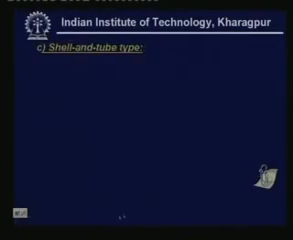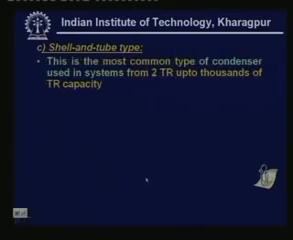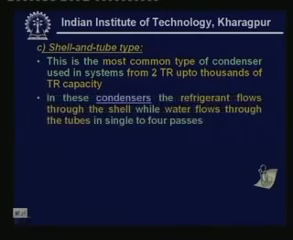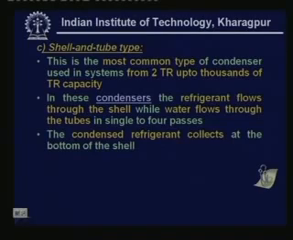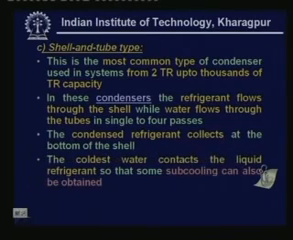Now let us look at the third type, that is the shell and tube type condenser. This is the most common type of condenser, and it is used in capacities varying from 2 tons up to thousands of tons. In these condensers, the refrigerant flows through the shell while water flows through the tubes in single to 4 passes. The condensed refrigerant collects at the bottom of the shell. The coldest water contacts the liquid refrigerant, so that some subcooling can also be obtained.